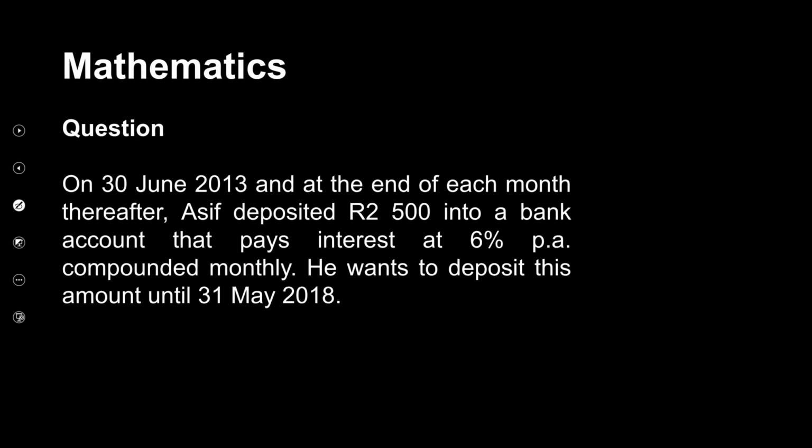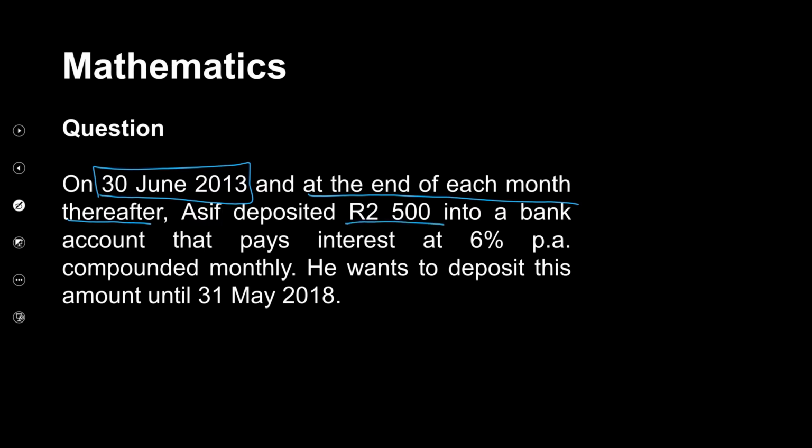Now, just a question for us to try and look at here. So they say on 30 June, now this is very important because this is what is going to assist us in trying to get how many years or how many months this investment, if it is an investment, was. And at the end of each month thereafter, right? So 30 June, that's month end. So meaning month end of July, month end of August, month end of September, like that.